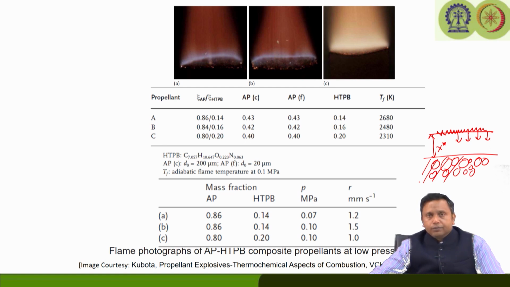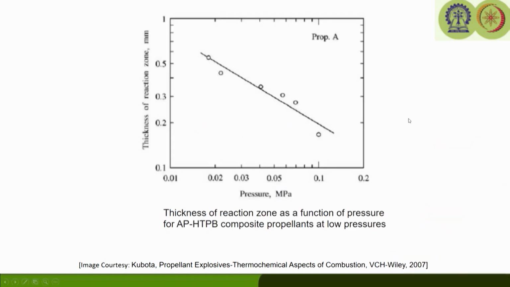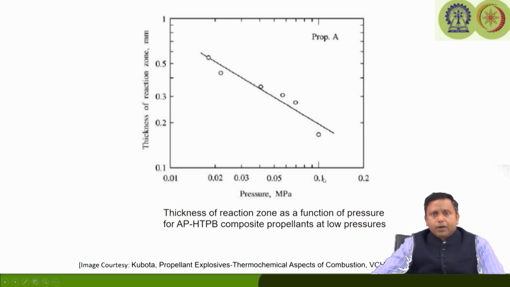Now, if we look at the typical thickness of the reaction zone as a function of pressure for an AP-HTPB based composite propellant, this experiment was conducted at low pressures, but still we can see as the pressure is increasing from 0.02 to 0.03, 0.5 and 0.1, so basically it is like 1 atmosphere. So, the experiment was conducted from subatmospheric to slightly above atmospheric. One can see that the thickness of the reaction zone is decreasing as you increase the pressure. Therefore, the heat transfer is going to be better as the standoff distance reduces once we increase the pressure. So, the pressure has an important role in the overall combustion process of the composite propellant.